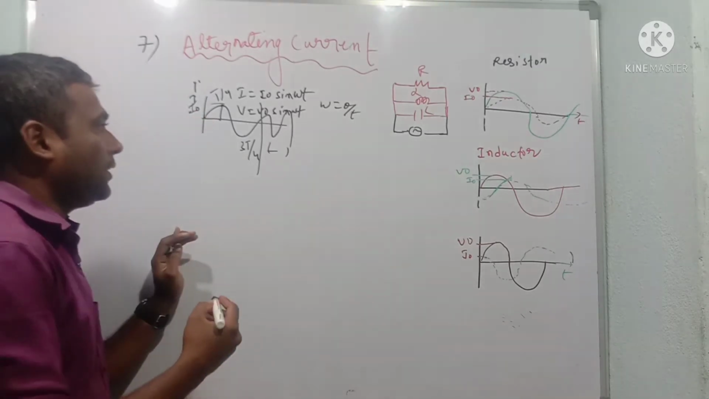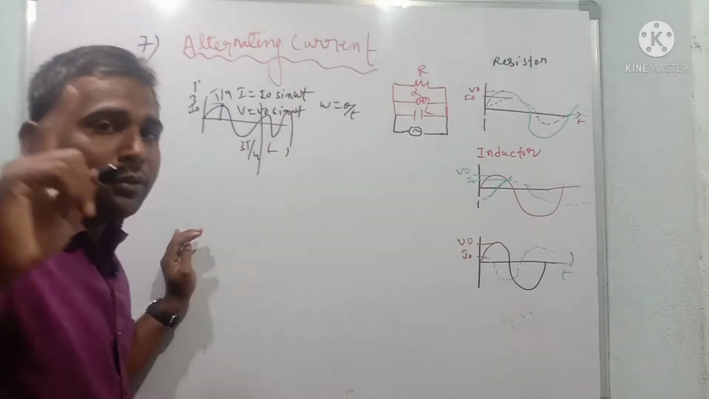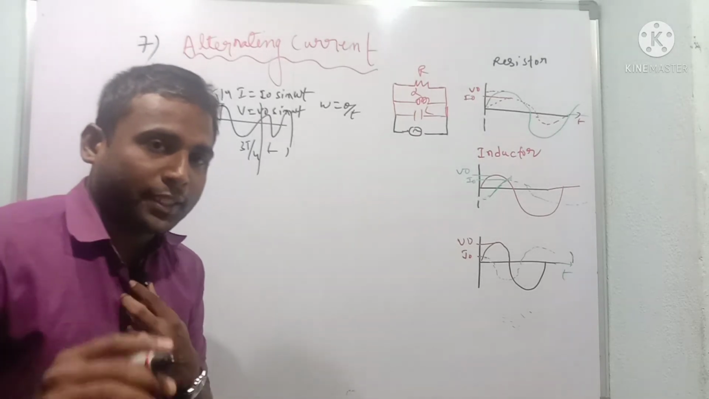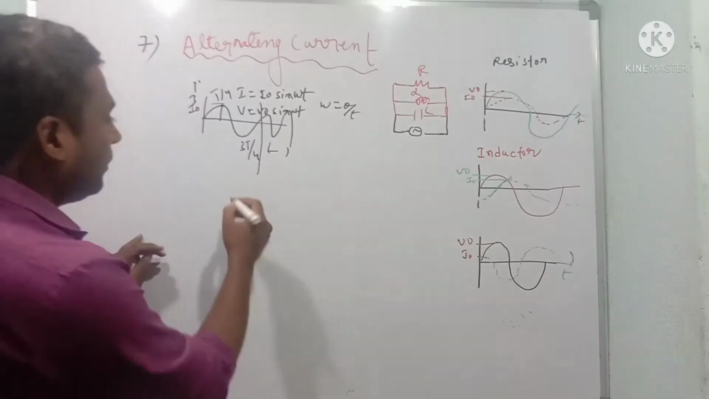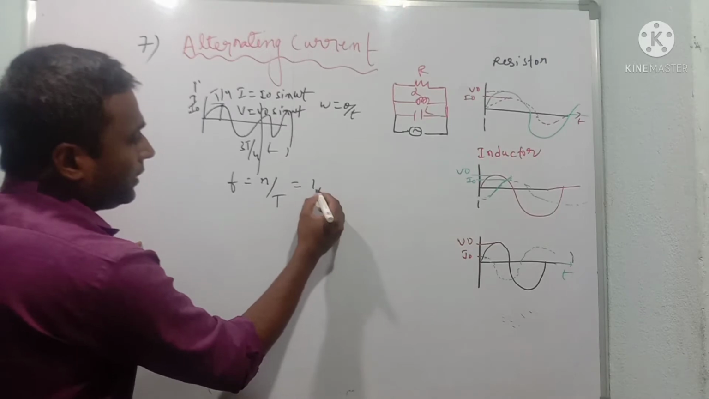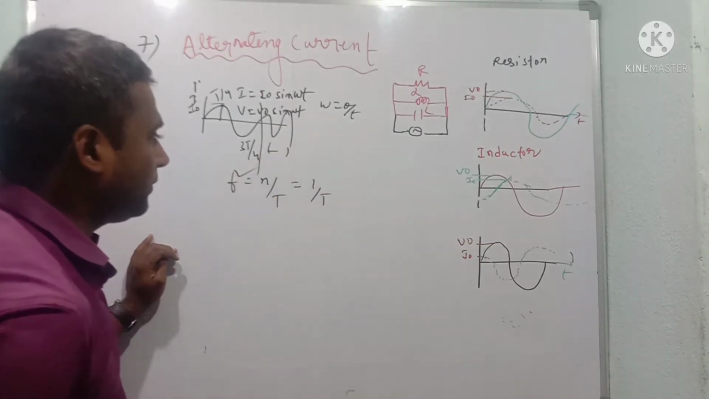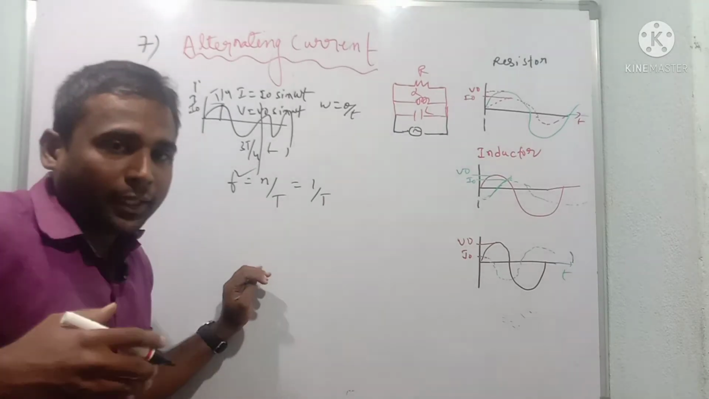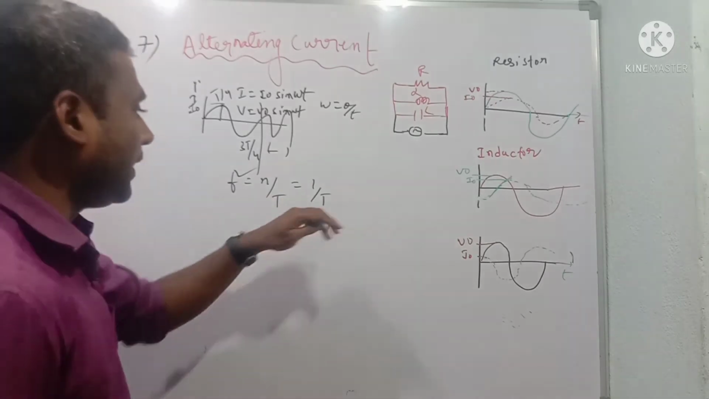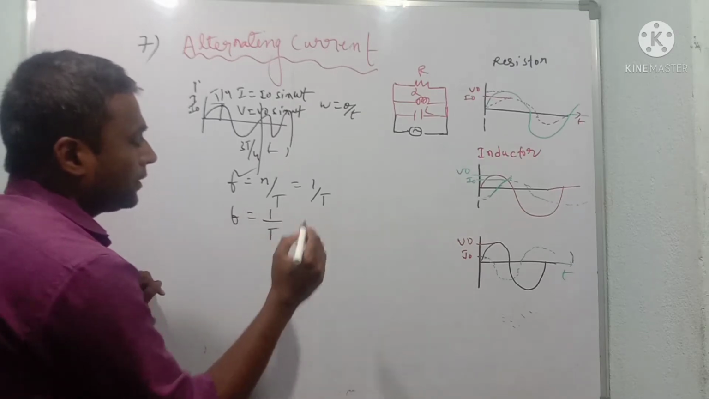What is frequency? The number of cycles made by an AC in 1 second. Generally, frequency means the number of oscillations per second, the number of vibrations per second. So it becomes 1 by T. If one vibration takes T seconds, the frequency is 1 by T. This is the formula for frequency. Time period means the time taken to cover one complete wave. Remember children, frequency is inversely proportional to time period.